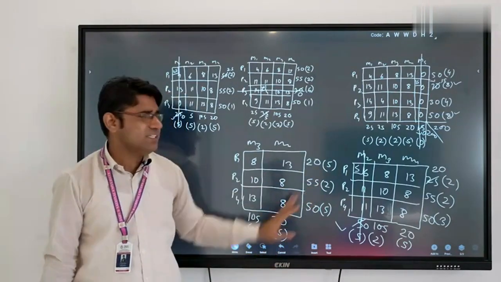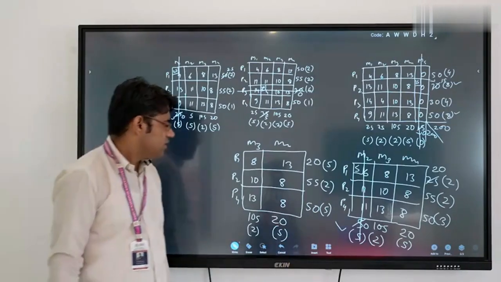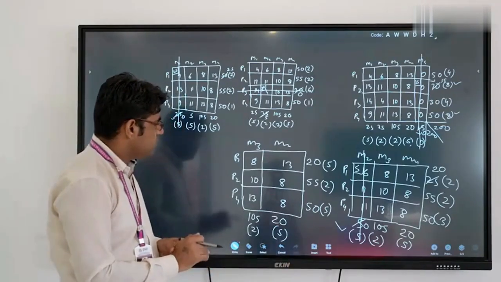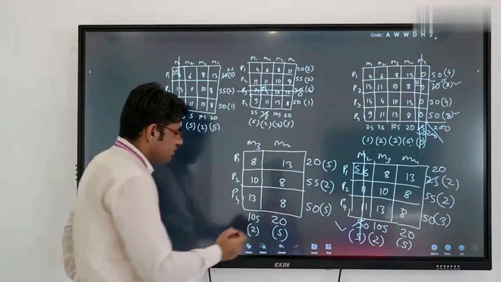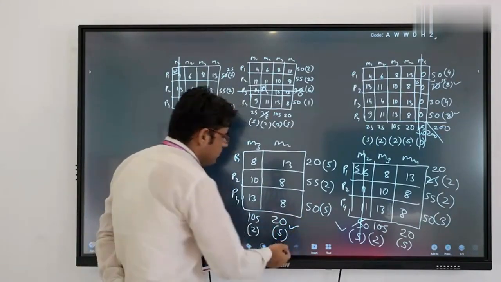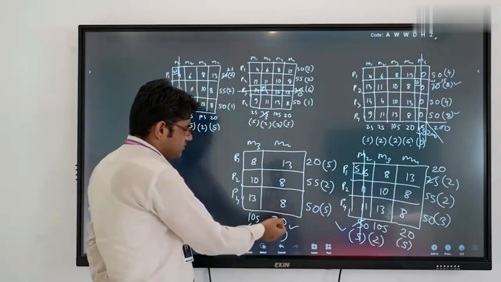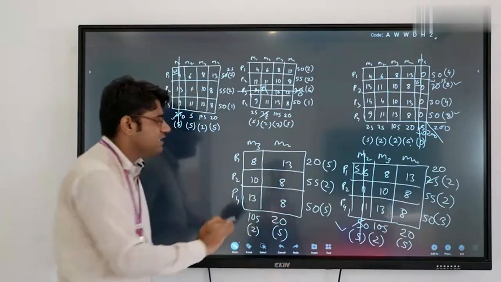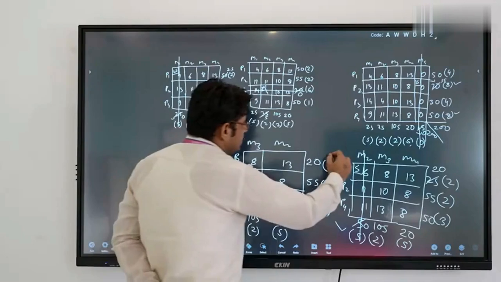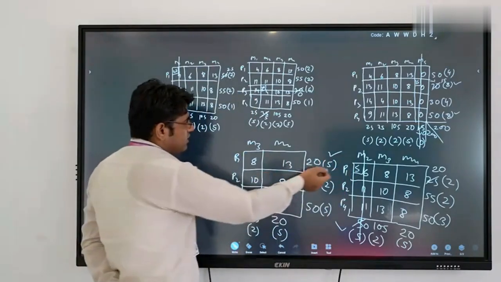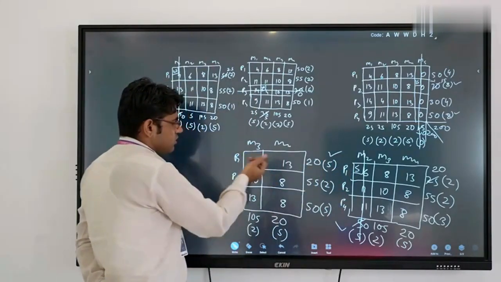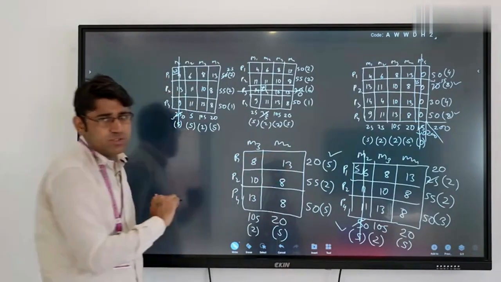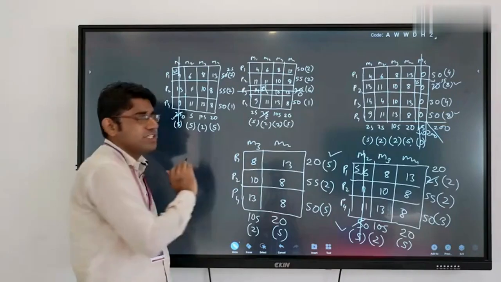We choose any 5. So here we select this 5. For this 5, we enter in this row. So we select the smallest cost entry cell. Here the smallest cost entry cell is 8.